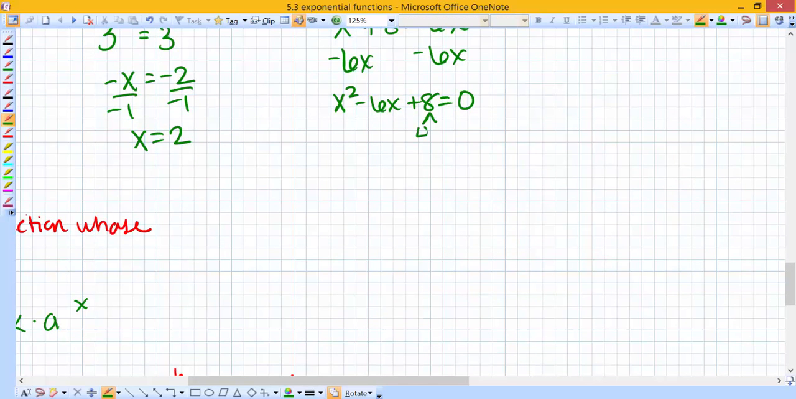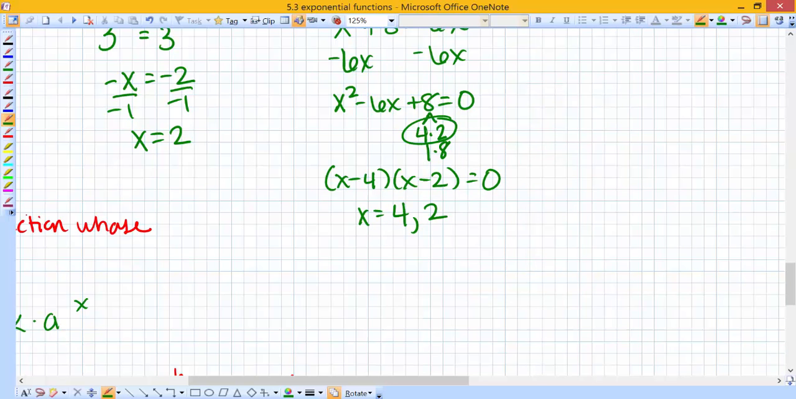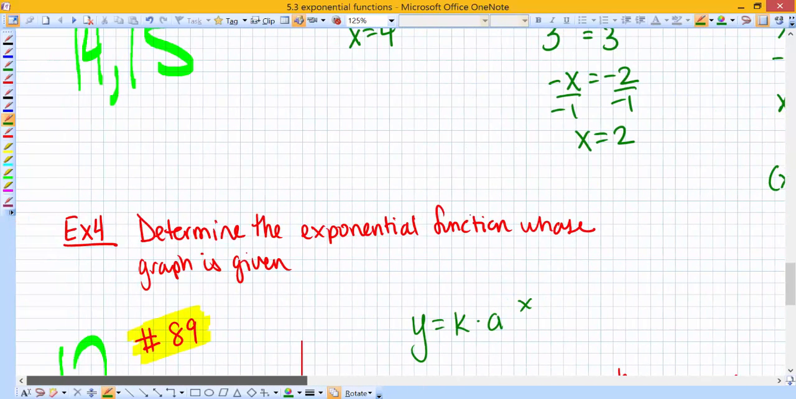what multiplies to 8. 4 times 2, 1 times 8. Well, which of those could give me a -6? A 4 and a 2, as long as they are both negative. So x equals 4 and 2. And that wraps up that example. Pretty straightforward with the algebra.